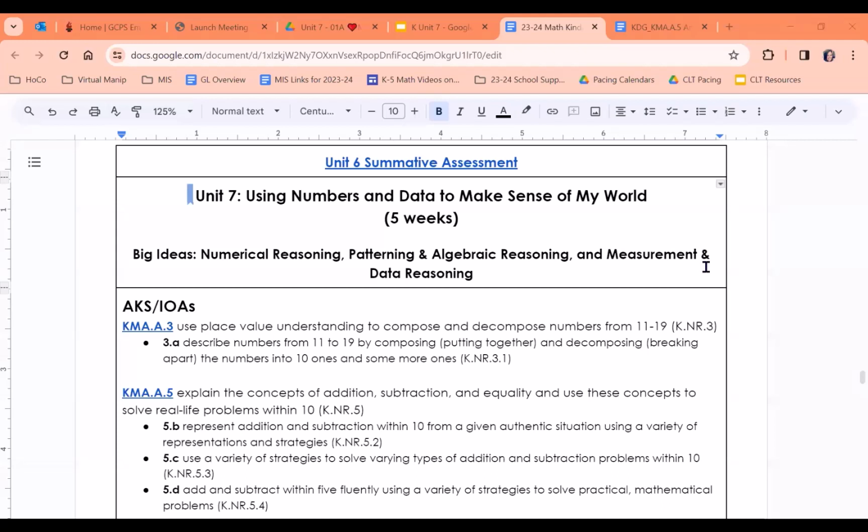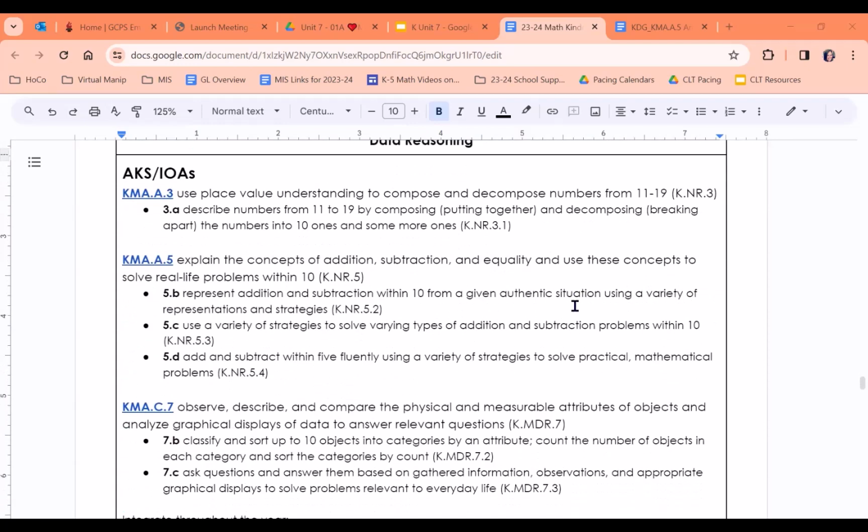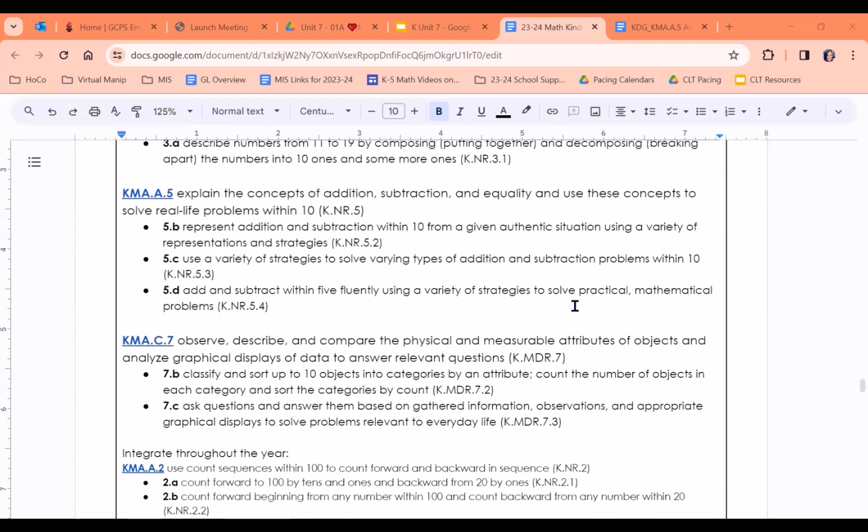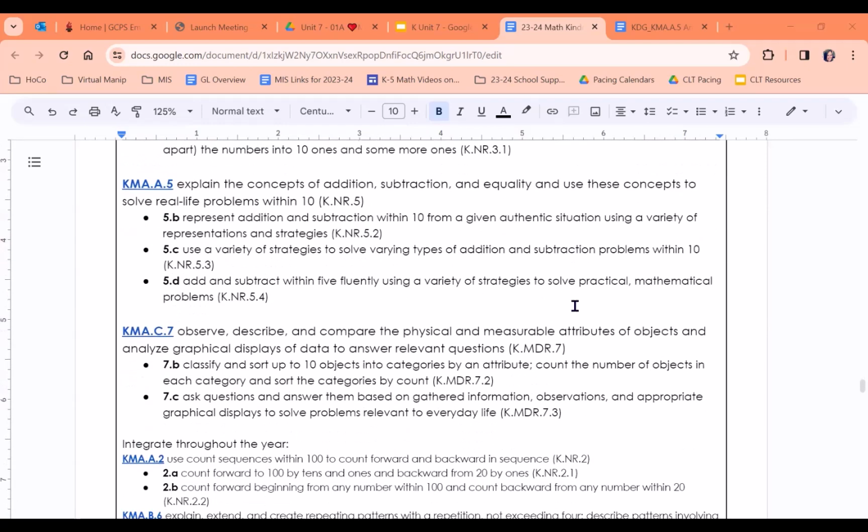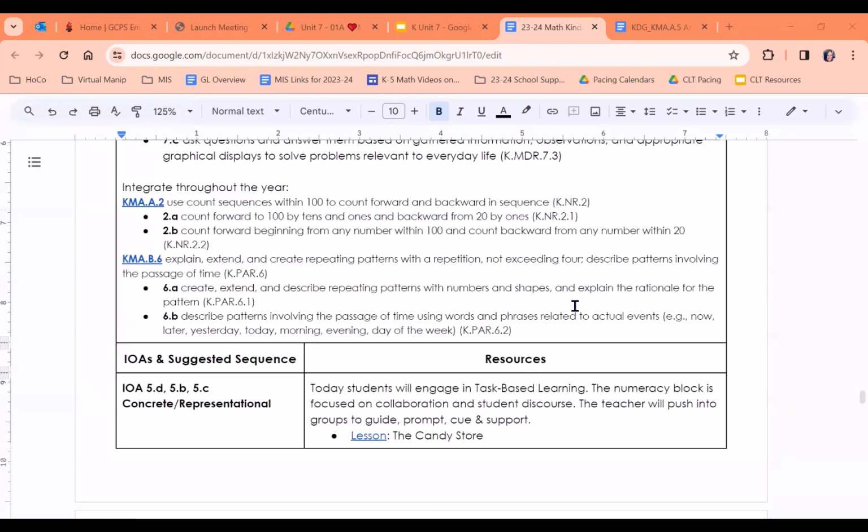In the box which names the unit, you will see the suggested pacing. For Unit 7, we suggest about 5 weeks. The big ideas, as well as any links we feel would be beneficial for the entire unit, are also included in this box. Next, you will see a list of the AKS and IOAs which have been strategically clustered together. This is followed by our suggested pacing.